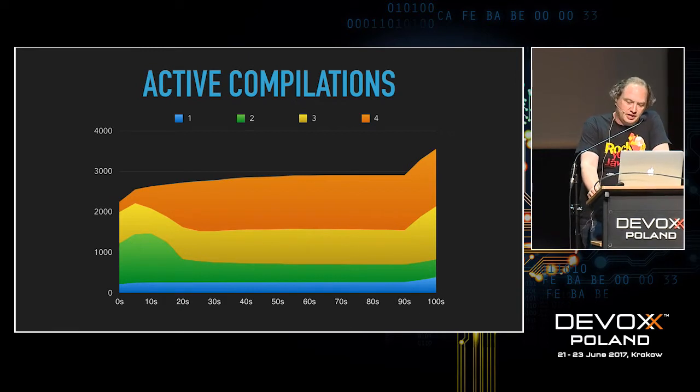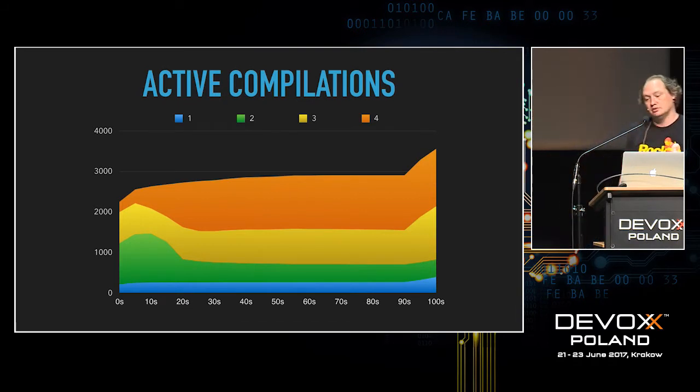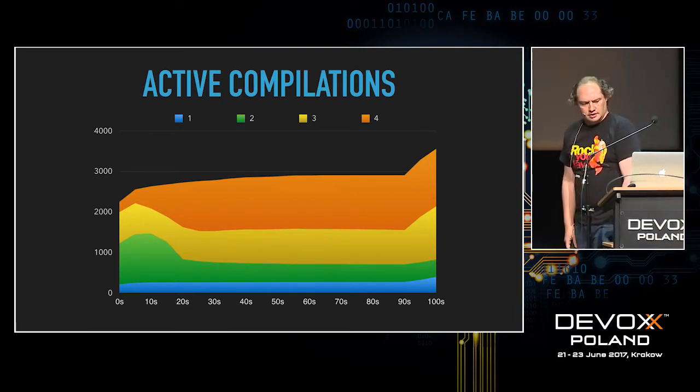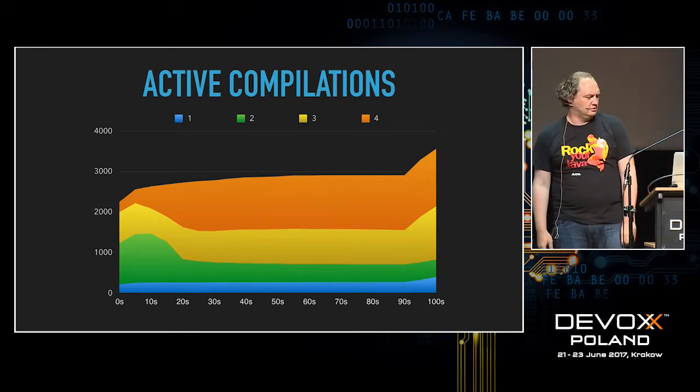The tier 3s are pretty stable until the end. And then as time goes on, once we get like 20 seconds into the run, we can see a lot of tier 4 compilations, the end goal, have been reached. And it's pretty stable from like 20 seconds to 90 seconds.